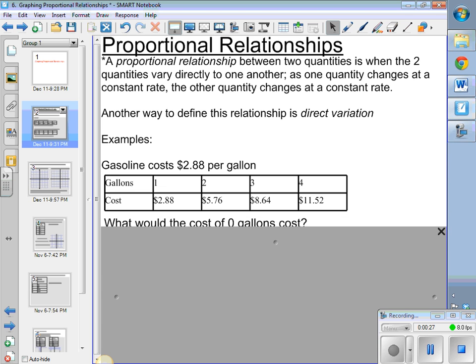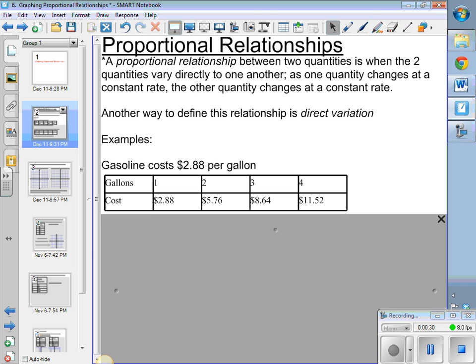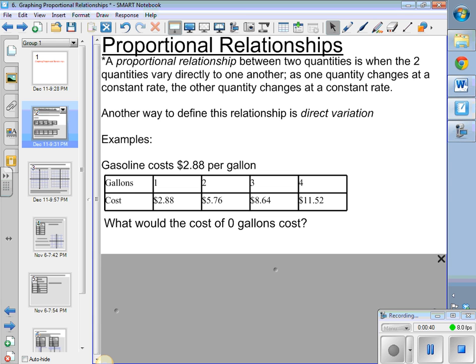Examples. Gasoline costs $2.88 per gallon. So for the first gallon, it's $2.88. Second gallon is $5.76. Third gallon, $8.64. 4 gallons is $11.52. What would the cost of 0 gallons cost? $0.